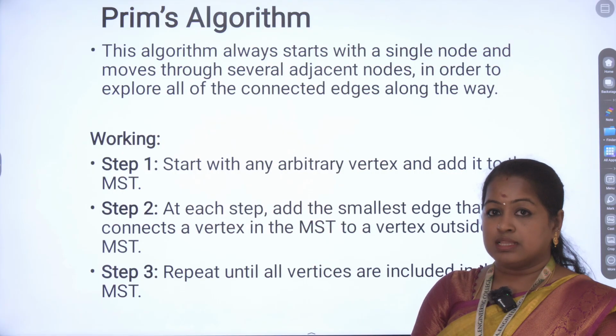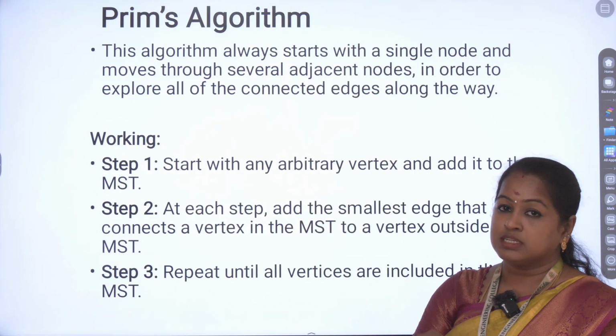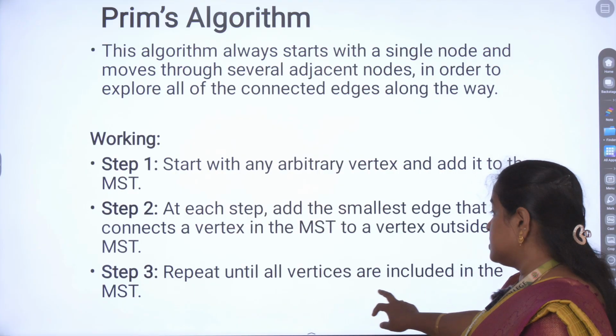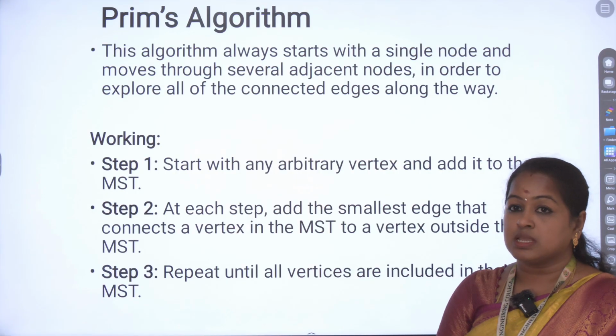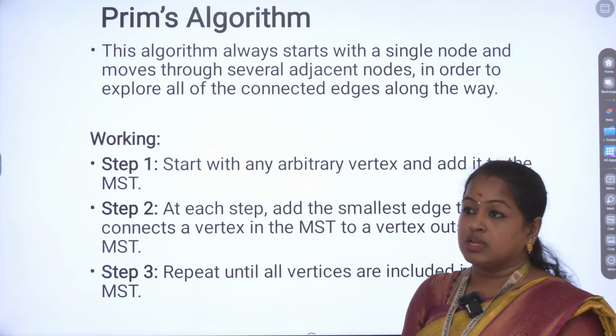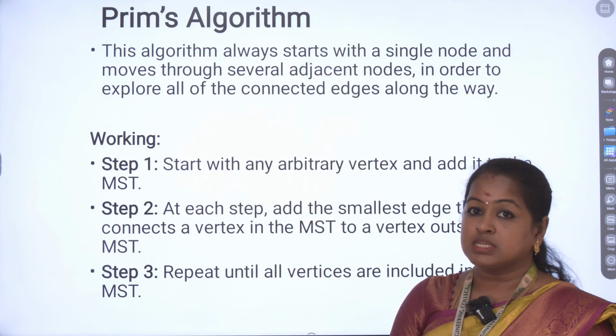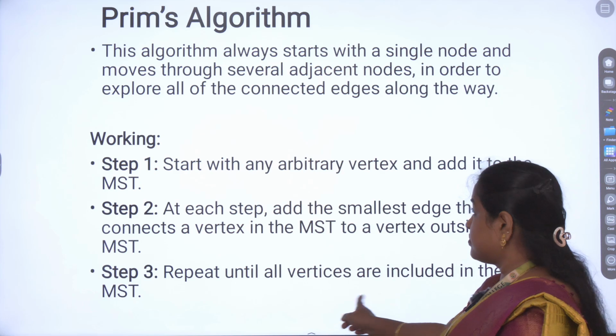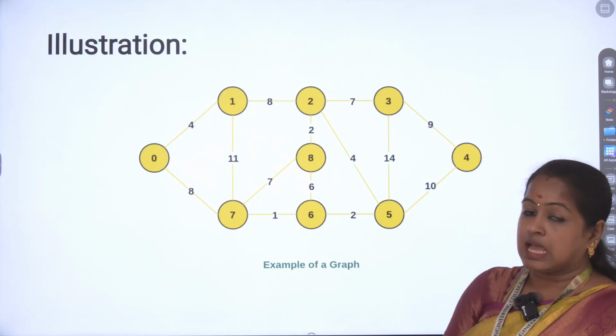So I have to take the smallest node and add it to the MST. And last is, repeat until all the vertices are included in the MST. So I have to make sure that all the vertices I have traveled and added are in the minimal spanning tree. So this is an example.